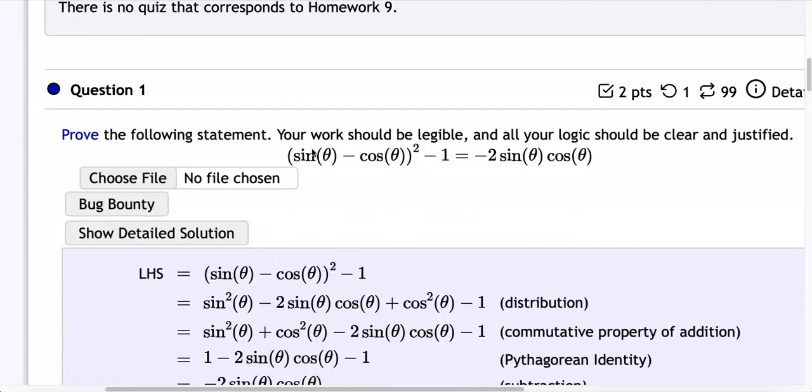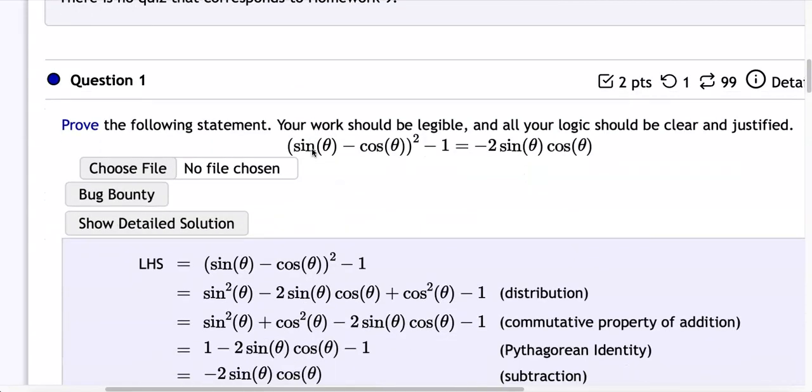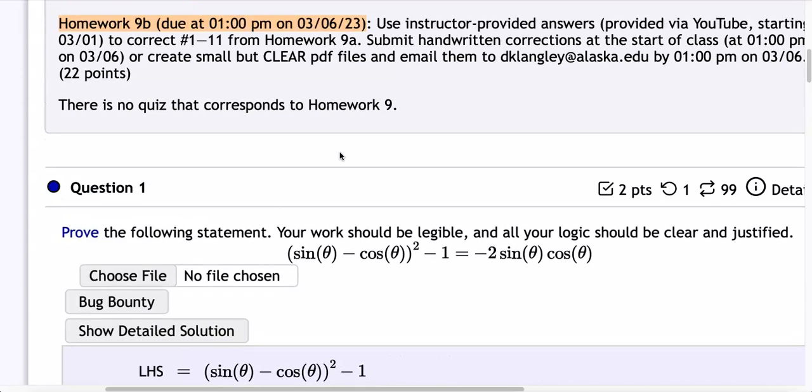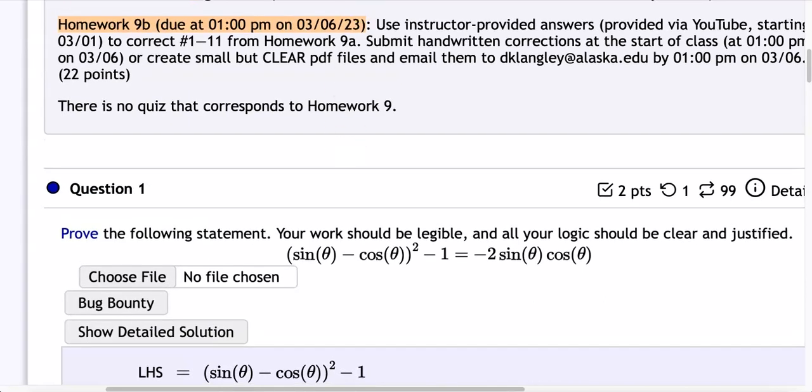Welcome to this first video here for proofs. What I want to do is work through the steps of this proof slowly with you so that you can understand what's happening.